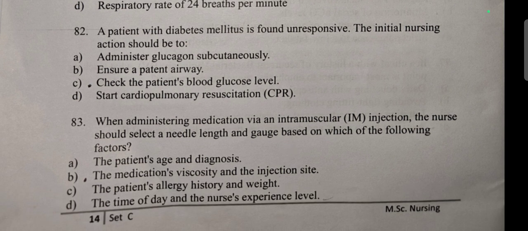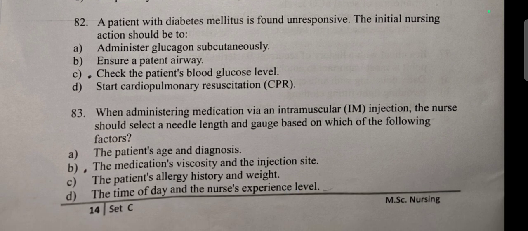Then question number 83. When administering medication via intramuscular injection, the nurse should select a needle length and gauge based on which of the following factors? The option B is the correct.